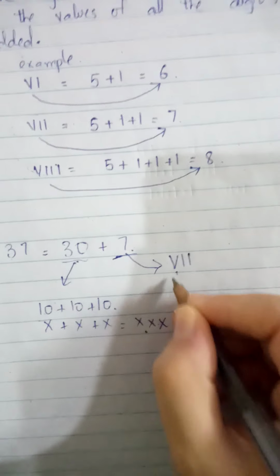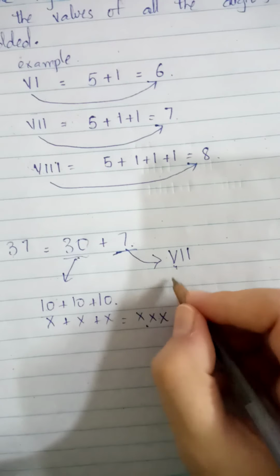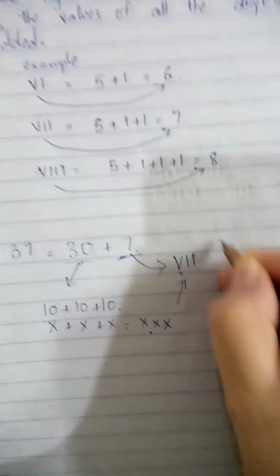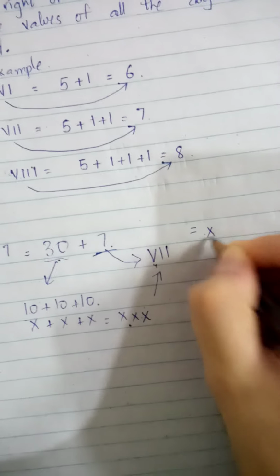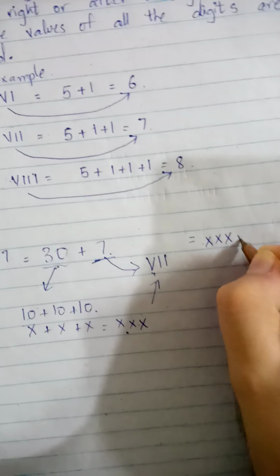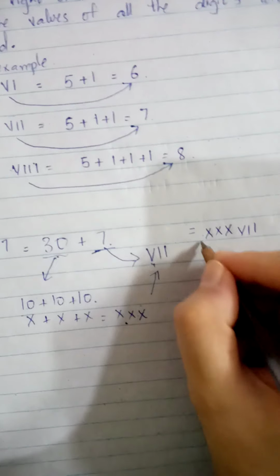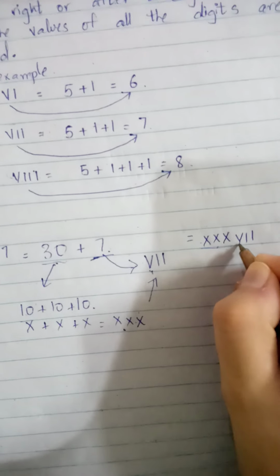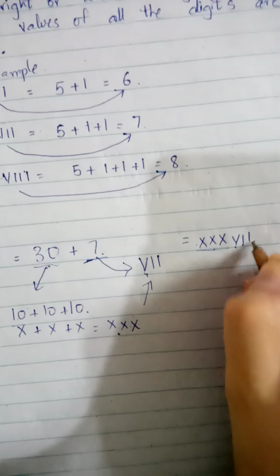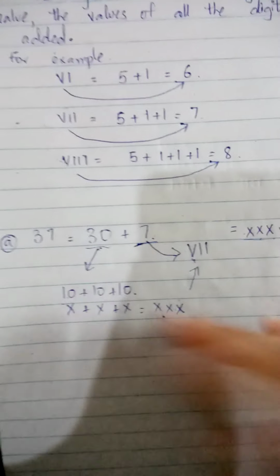So simply I will add all of these together. This is how I get 37: 3 X's, 1 V and 2 I's. XXX stands for 30 and I know that VII stands for 7. So this is how I get 37. Let's pay attention to another example.